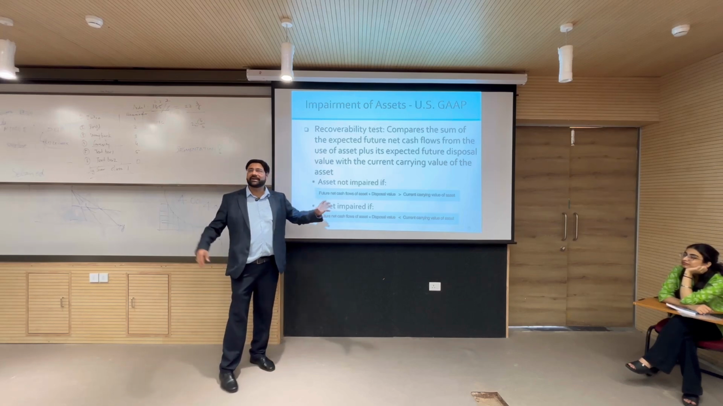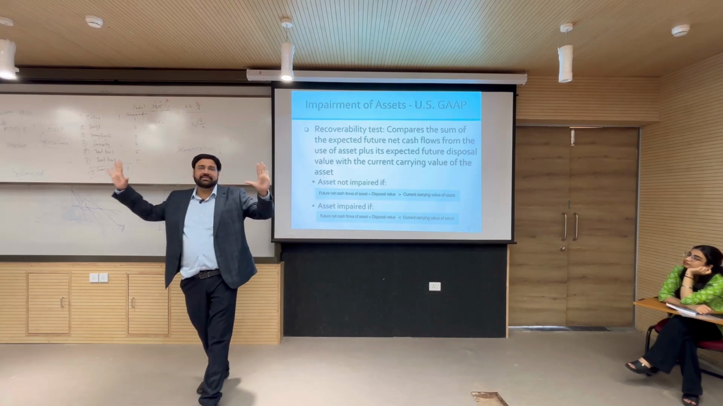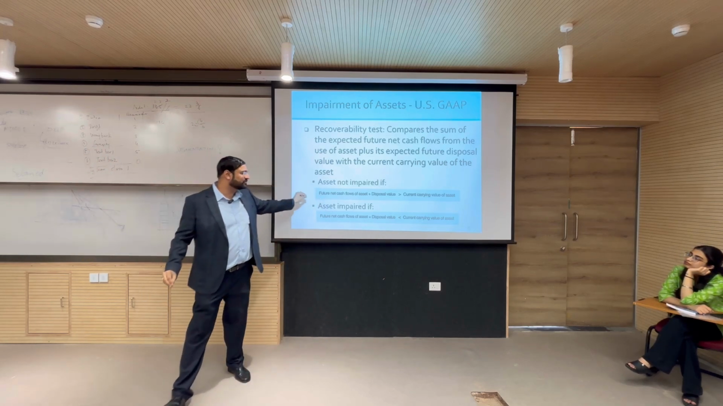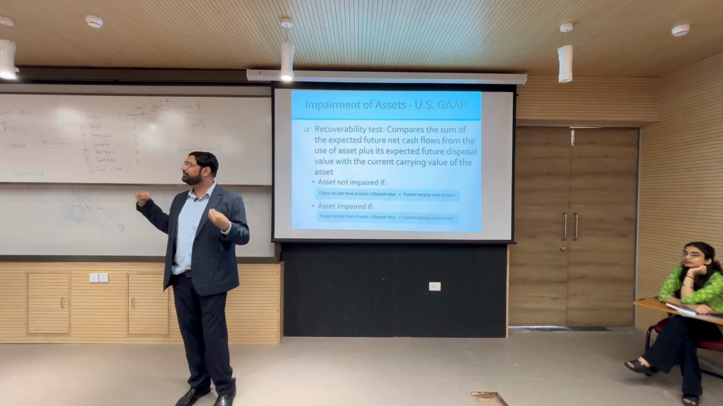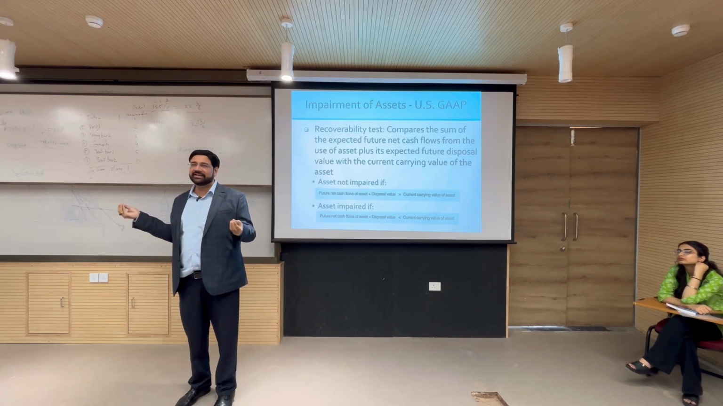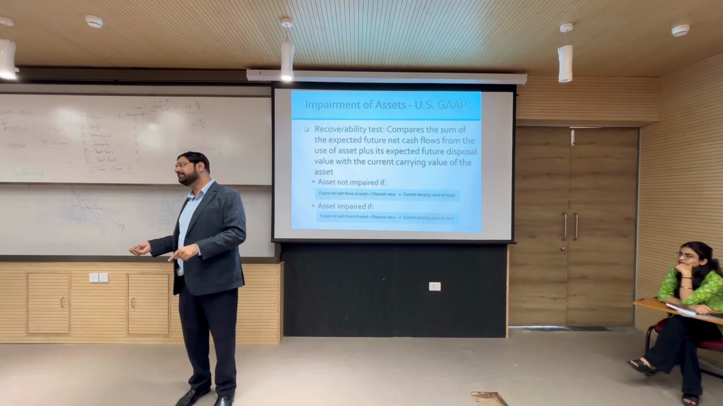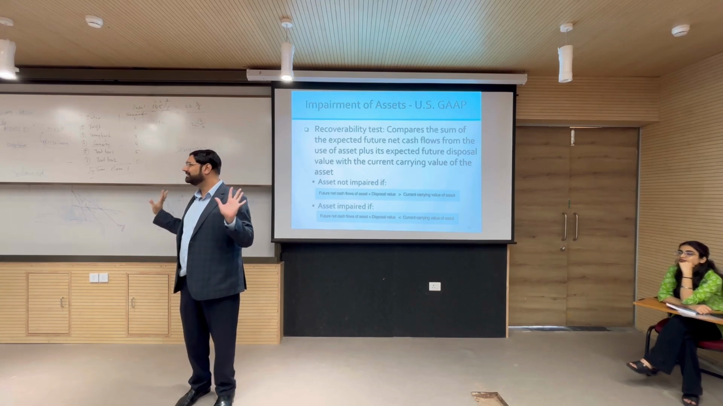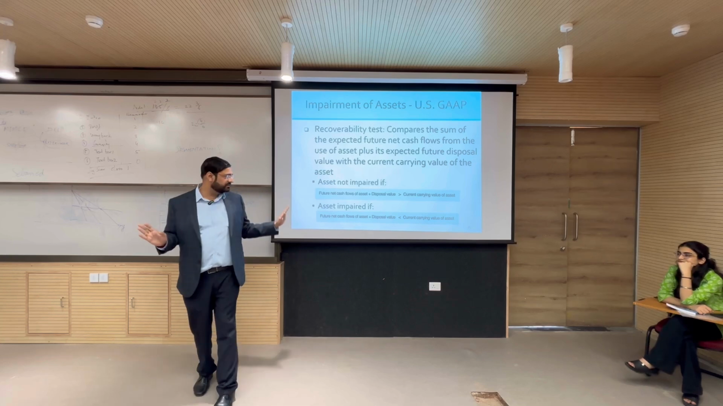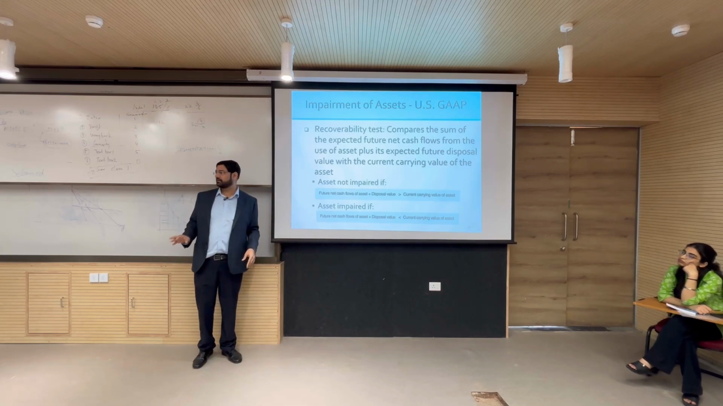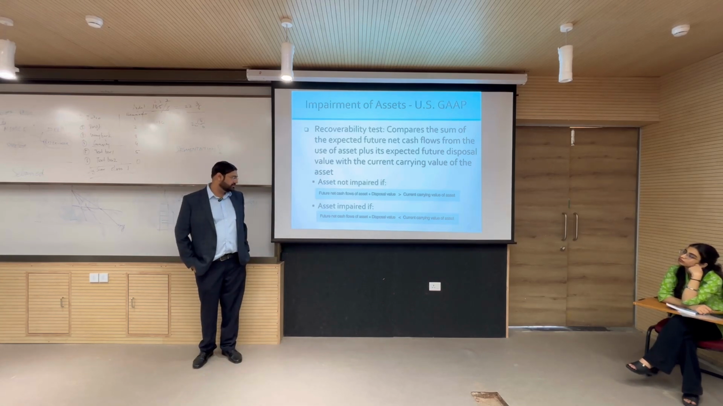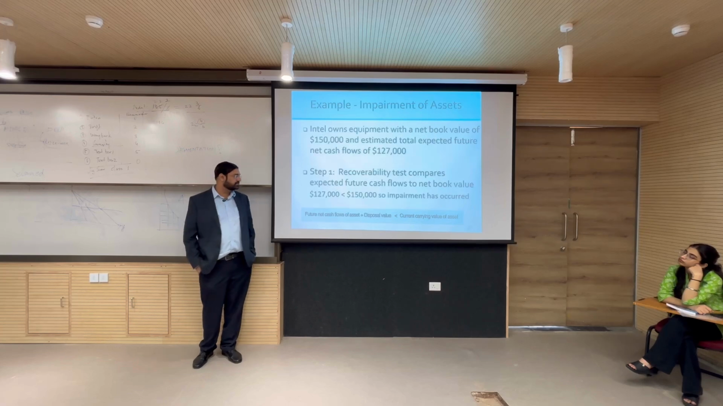Asset is not impaired if the net future cash flows plus disposal value is greater than 21, then asset is not impaired. If it is less than 21, then the asset is impaired. That part is clear? Okay. Next.